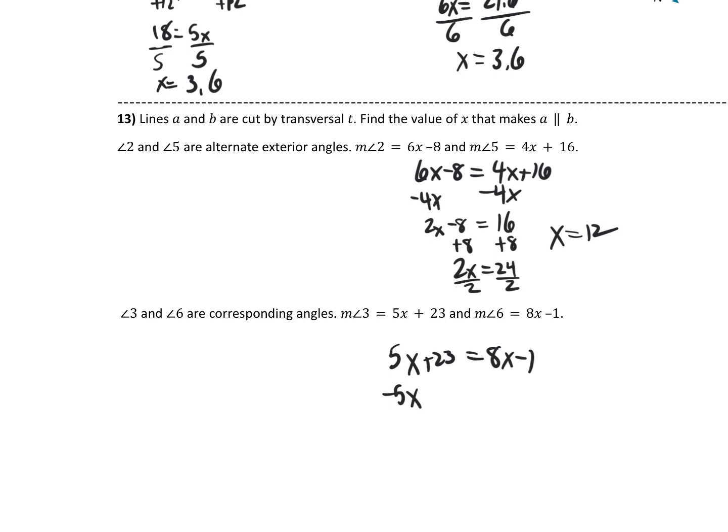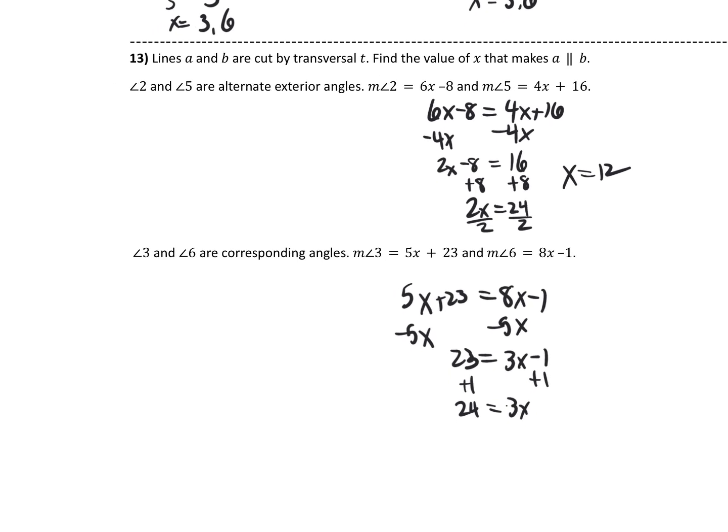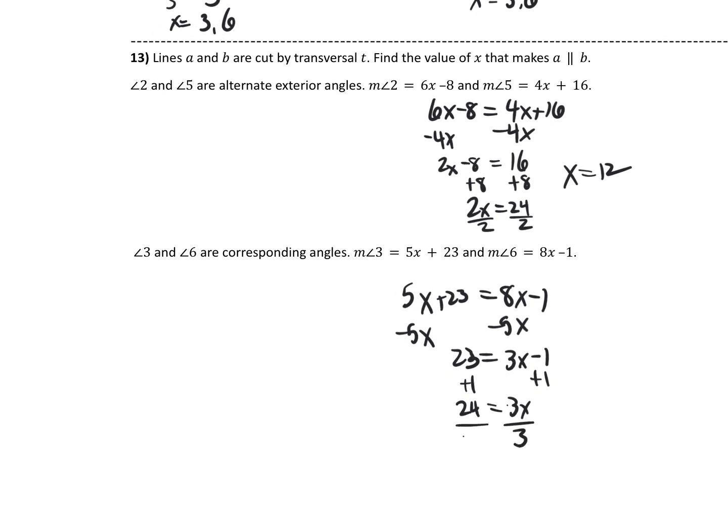Subtract 5x from both sides. Gives me 23 is equal to 3x minus 1. Add 1 to both sides. 24 is equal to 3x. Divide both sides by 3. X equals 8. All right, that's it for today.